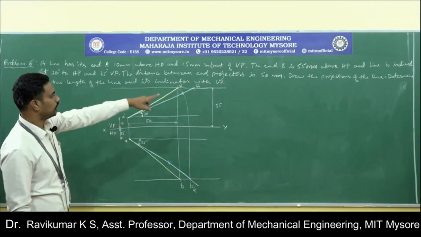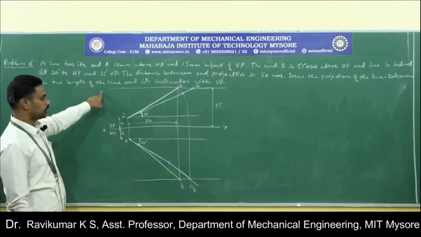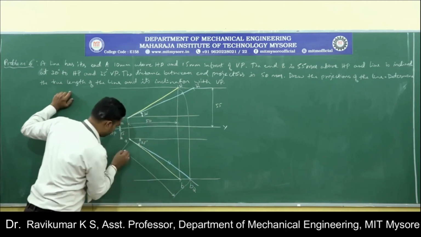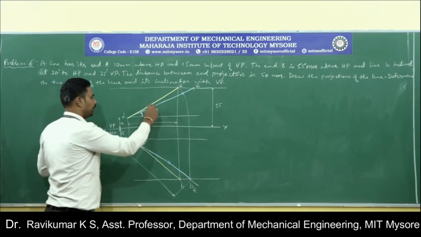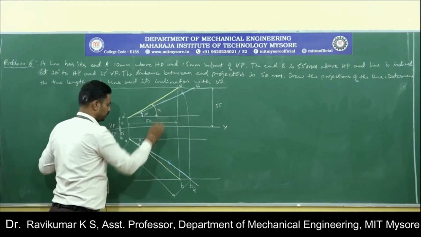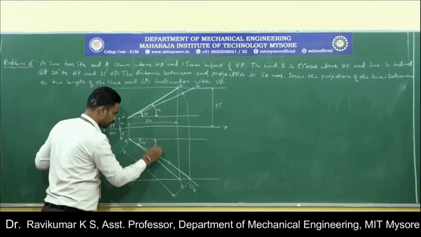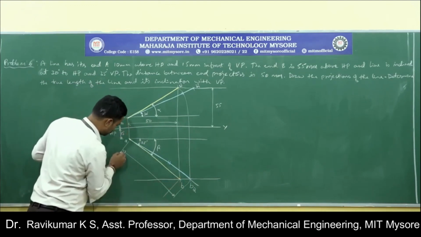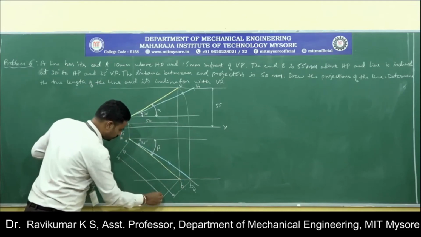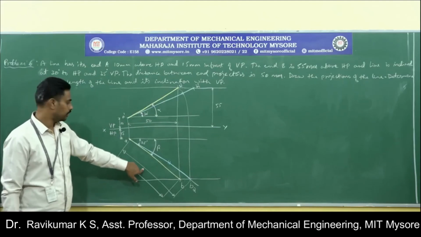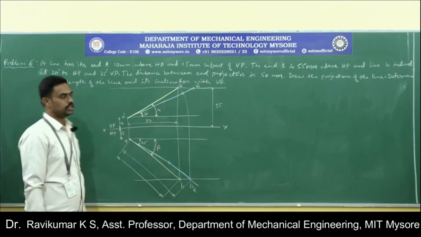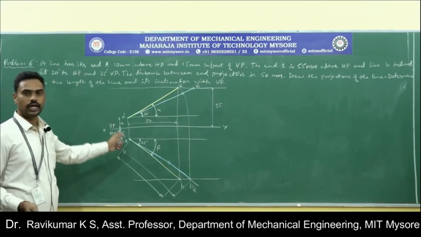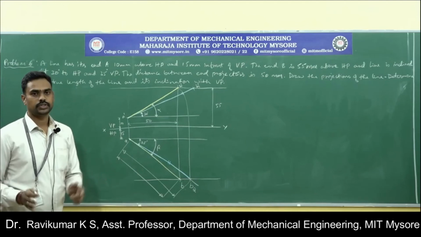Now the unknowns: draw the projections of the line, determine the true length of the line. So measure the true length from here to here. Your apparent inclinations will be alpha, this one, and here it is beta. You can measure the apparent length from this point to this. So this will give you the apparent length, this will give you the true length, and these two will give you the apparent inclinations. This is how you need to solve the problem when the distance between end projectors is given. Here the length of the line was not given, but the distance between the end projectors was given. Okay.